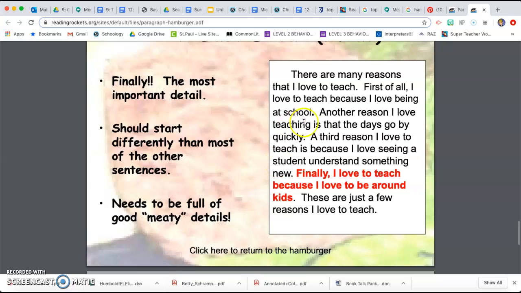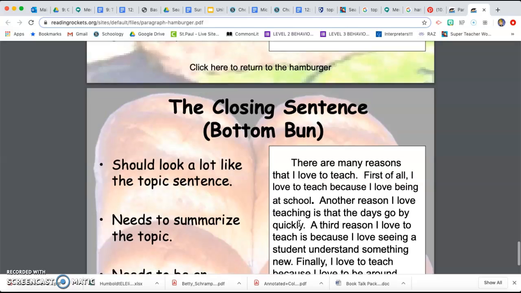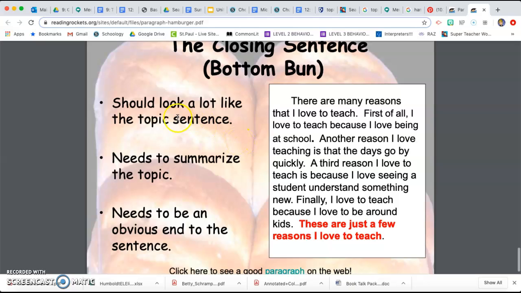The last detail can also be considered the meat. Sometimes we say it's the most important detail. We don't want to give everything away in the first sentence, but again, it's another idea to connect with your topic. So these things in the middle are really just helping you to further describe your main idea. And then, of course, at the very end, we have the closing sentence, which is the bottom bun. It should kind of look like the topic sentence, but as I said before, it needs to be restated in different words. You don't want to just copy exactly what you wrote in the very beginning.